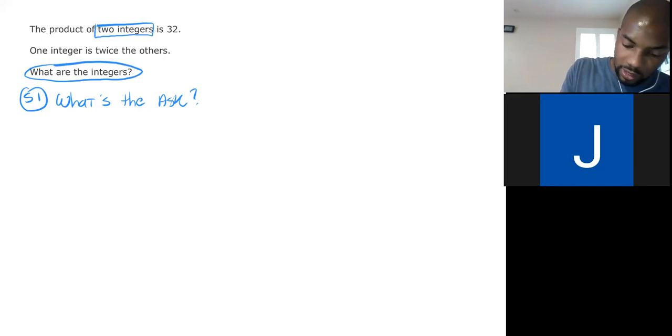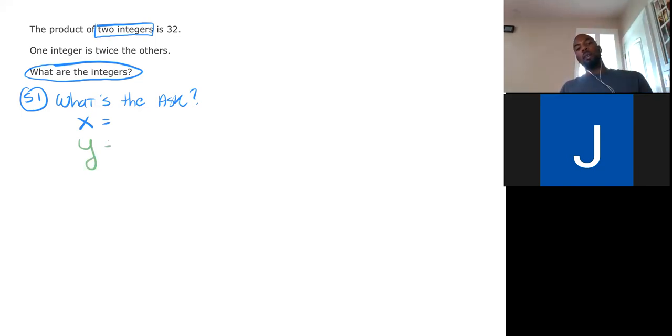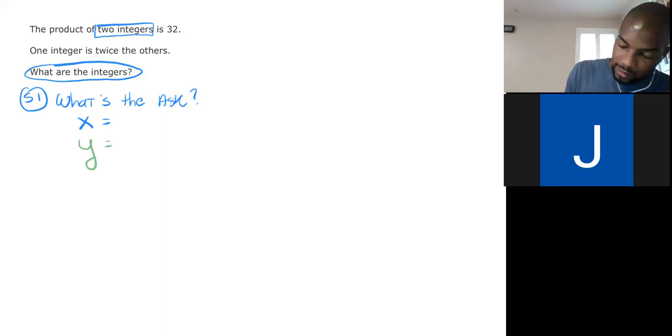We're looking for essentially some value for x, some missing number, and some other missing number y. Why did I pick x and y? I just chose random letters to stand for things that I don't know yet. Okay, that's it.